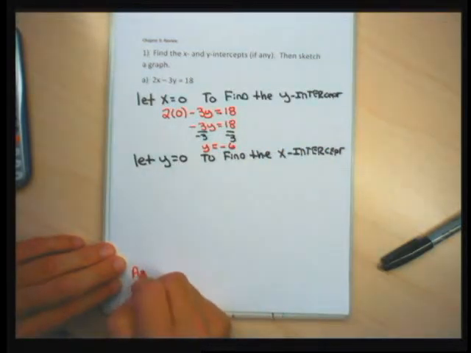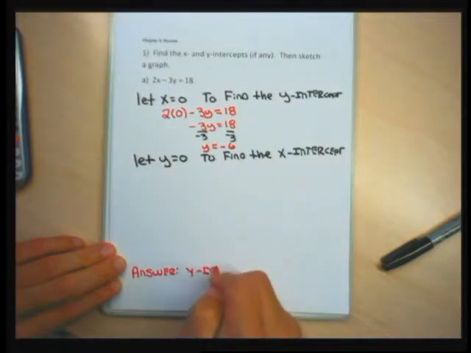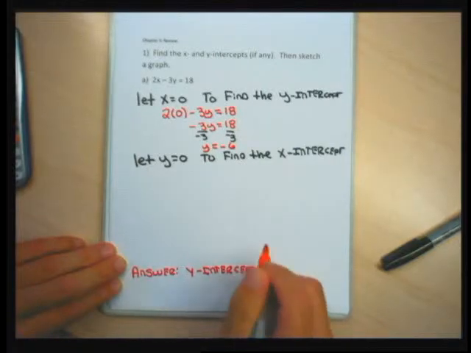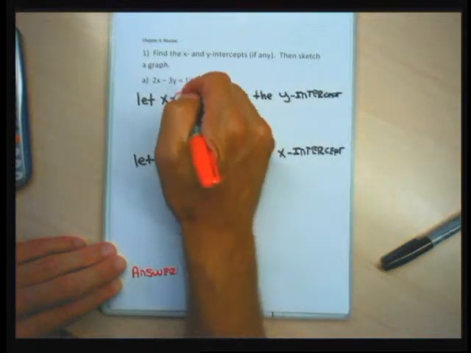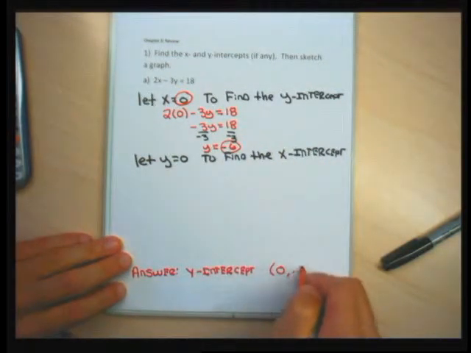So for my answer, the y-intercept, I should write it as a point because it is a point on the graph, and points on the graph have both an x and a y. So I'm going to use x equal to 0, y equal to negative 6, and say it's the point (0, -6).